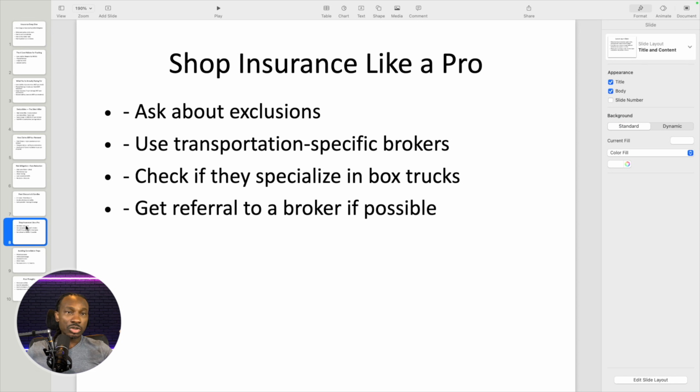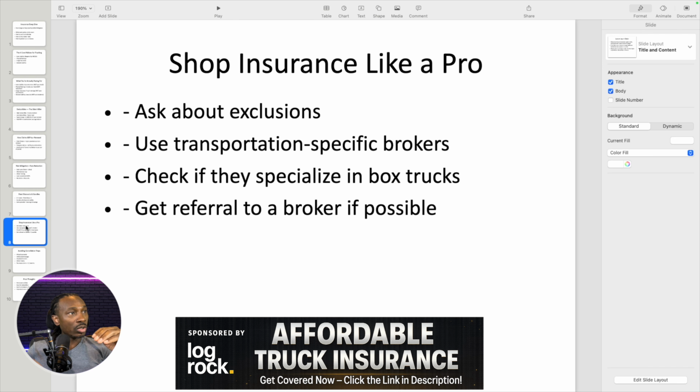All right, so shop insurance like a pro. First thing you want to do, and I should have put this in another order, first thing you want to do is use transportation specific brokers, or a broker that knows the transportation industry. I wouldn't recommend shopping for insurance on your own, because you're going to only end up with Progressive or maybe Bybird. Progressive will let you go onto their website and do everything on your own. And most new entrants that come into the business, this is where they mess up, and they end up spending a lot more money than what they have to.